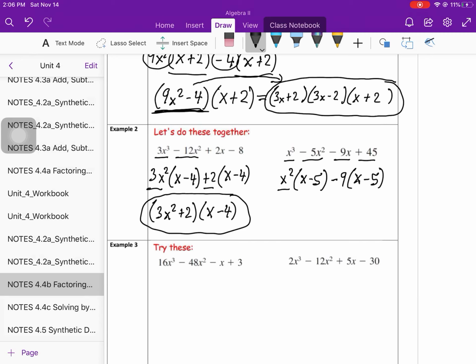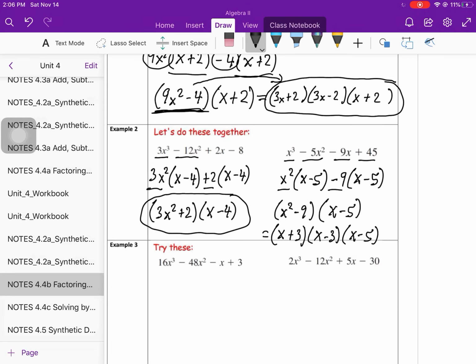Now what we're going to do, combine the front pieces, x squared minus 9, and then we have x minus 5 is the parenthesis they have in common. X squared minus 9 though, make sure you can recognize that. That's a difference of squares. That's an x plus 3 and an x minus 3, and then we have the x minus 5 at the end.